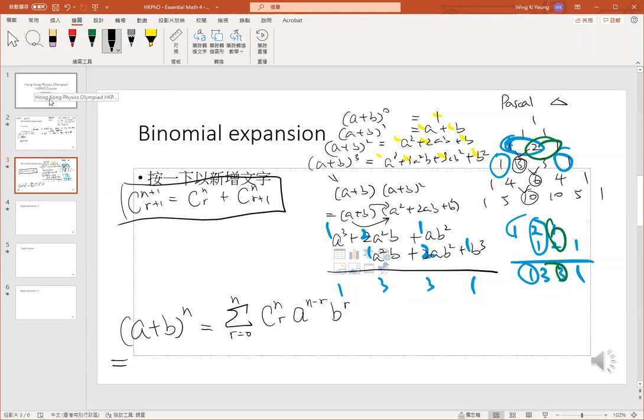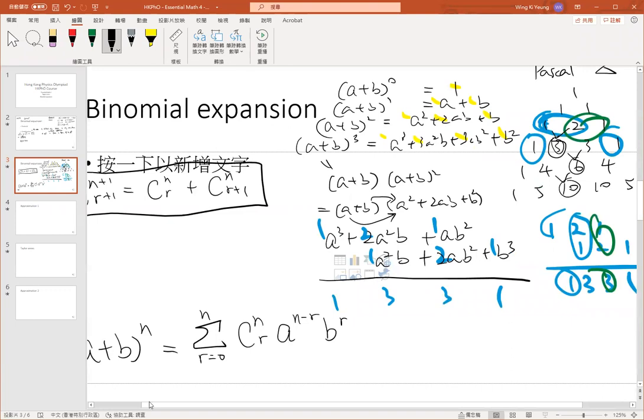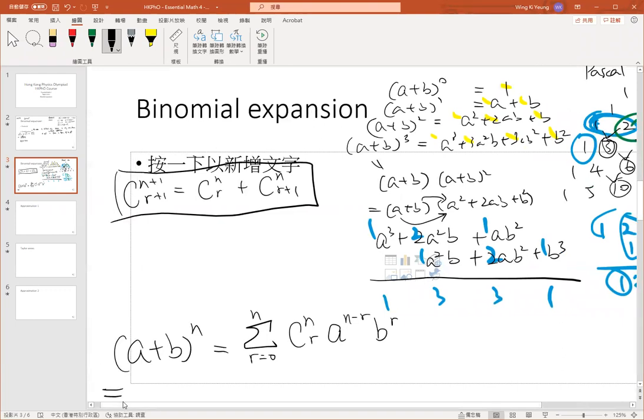So let's continue. When you expand it, you get nC0, and then a to power n, r to power 0. So what does the summation sign mean? It means it is a series of many terms. The first term is starting from r equal to 0, and the second term starting from r equal to 1.